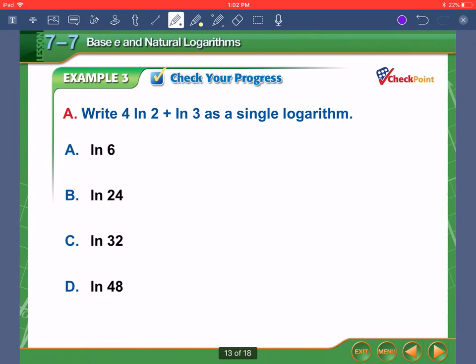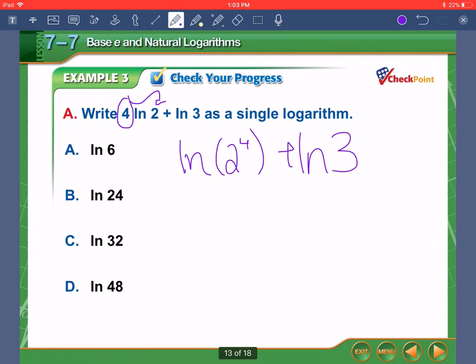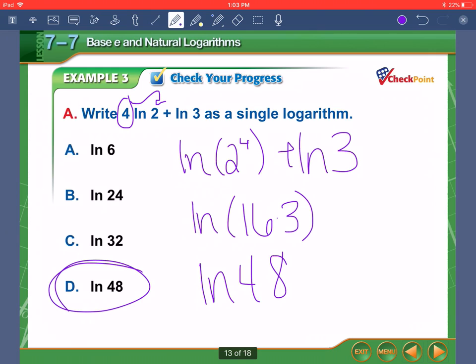Okay, I've got 4 natural log 2 plus natural log 3. So I can pull my 4 back and say it's the natural log of 2 to the 4th plus natural log 3. And it's addition, so I can multiply. So the natural log of 2 to the 4th power is 16 times 3. So it's the natural log of 48.